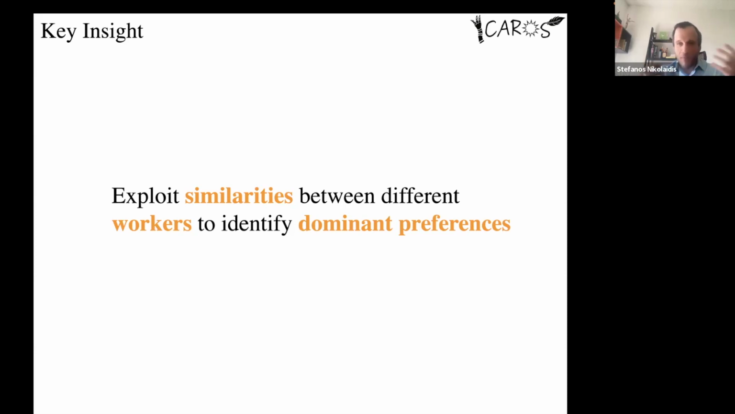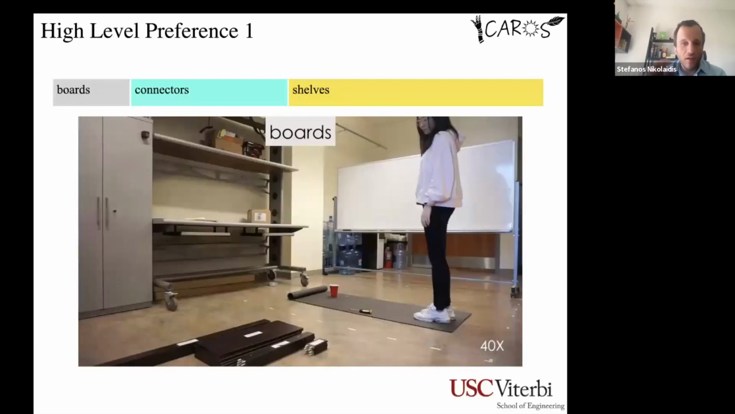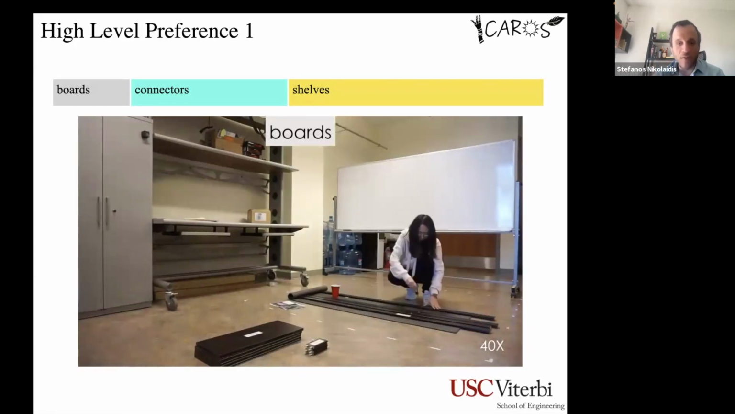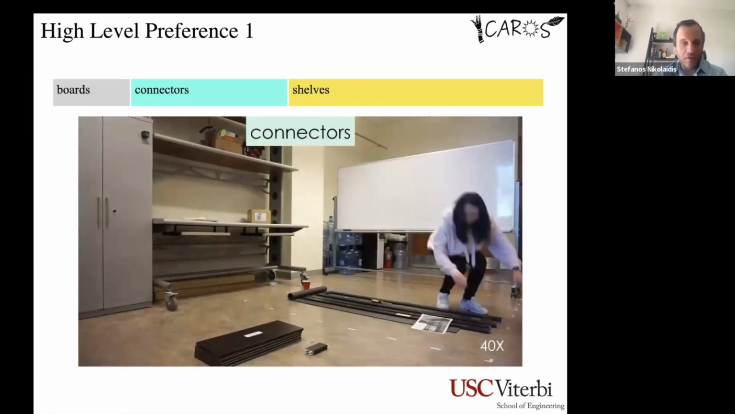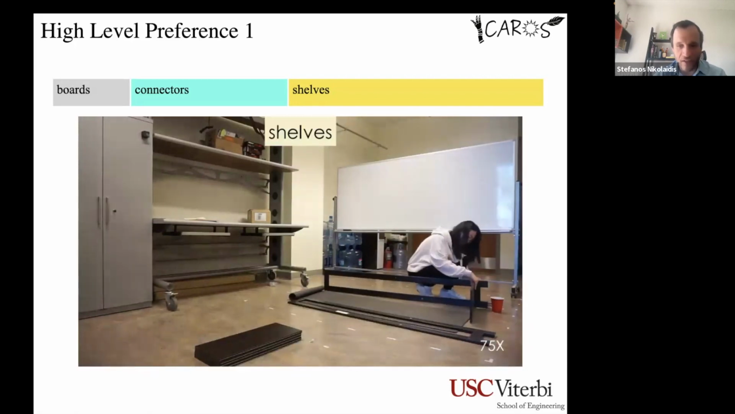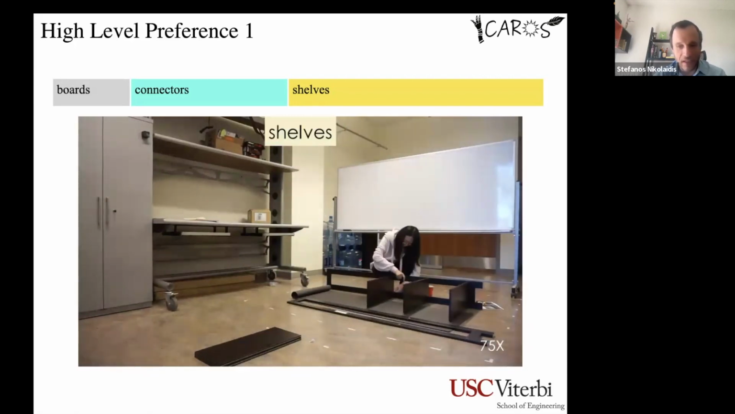perhaps there are dominant preferences, even if there are a near infinite ways of completing a task, perhaps there are some dominant preferences that people can be grouped on, and that perhaps we can exploit these similarities for efficient inference. And so, for example, here, when we did a study and asked people to assemble a bookcase, a lot of people first just placed all the boards together, they connected the boards, then started plugging in the shelves.